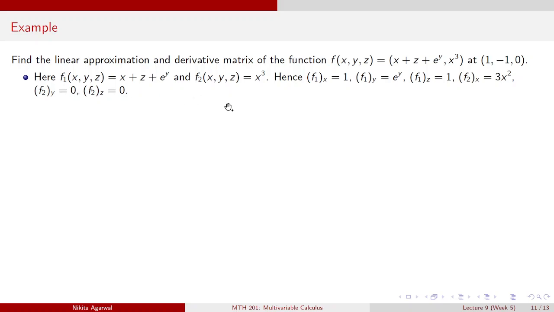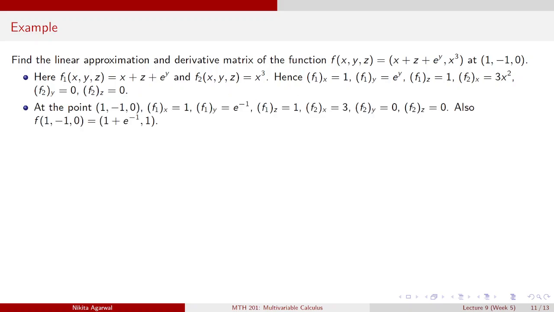So you can compute all the partial derivatives of f1, f2 with respect to x, y, z. Okay, so you get all these 6 partial derivatives. You compute them at the point (1, -1, 0) and you get this. I'm not spending too much time on these values. They are just obtained by substituting x to be 1, y to be -1 and z to be 0. And also at the given point, the function value is this, right?